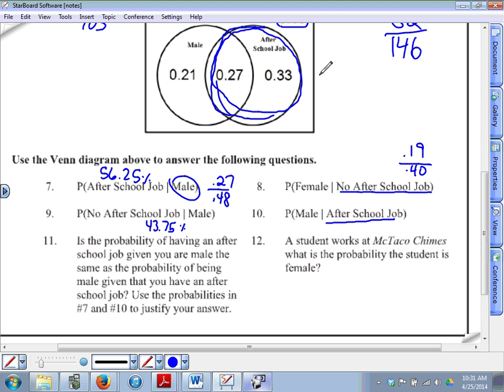Wait, let's finish 8. Let's do 8. Let's figure this out. We just did 8. 19 out of 40. Yeah, we have to put a percentage. What was the percentage then on 8?